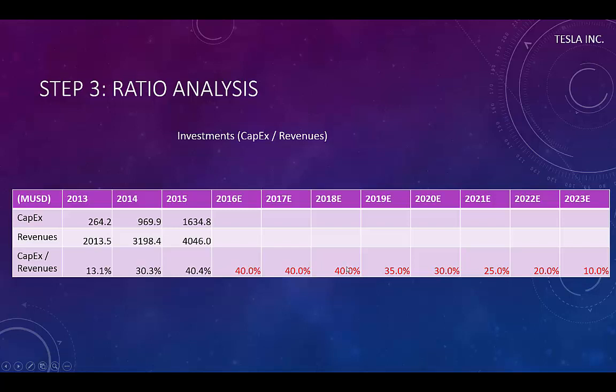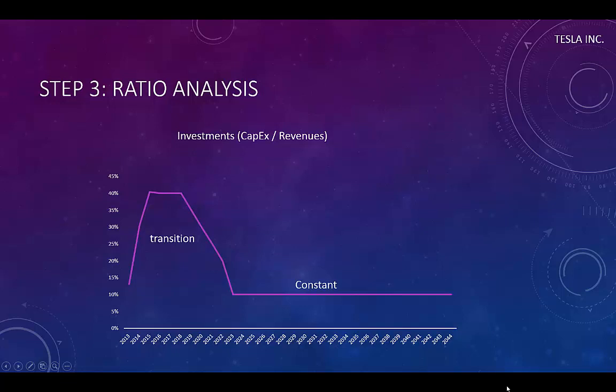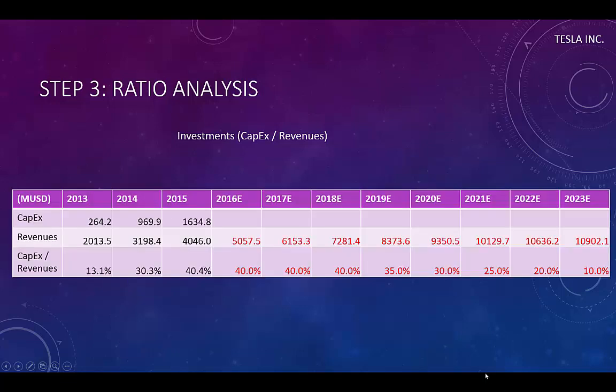In order to grow, they need to invest in the necessary machinery and equipment to make this happen. After a while, there will be less need to grow the asset base, and the investment to revenue ratio should fall. We assume a steady state CapEx to revenue ratio of 10%, and this is what it looks like if we draw the graph. To calculate the future CapEx, all we need to do is multiply the revenue forecast with the expected CapEx to revenue ratios, and this is what we get.